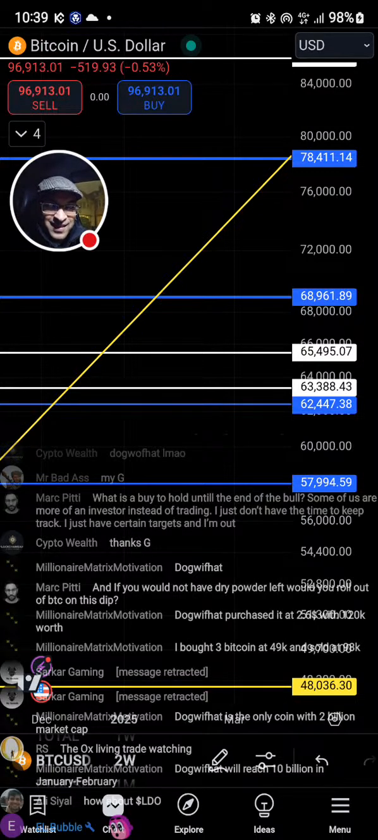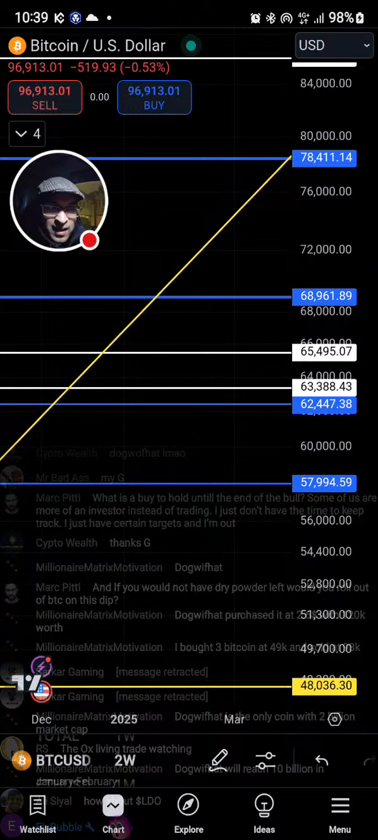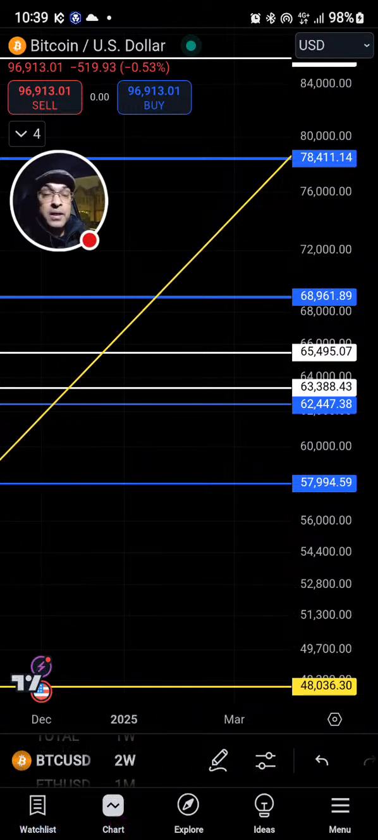What's wrong with you? Dog would reach 10 billion. Yeah, well, I don't see a reason why not. If we can have Dogecoin and this and that sitting around 40, 50, 60 billion dollars, I don't see a reason why Dogwood can't. And any other coin, by the way.